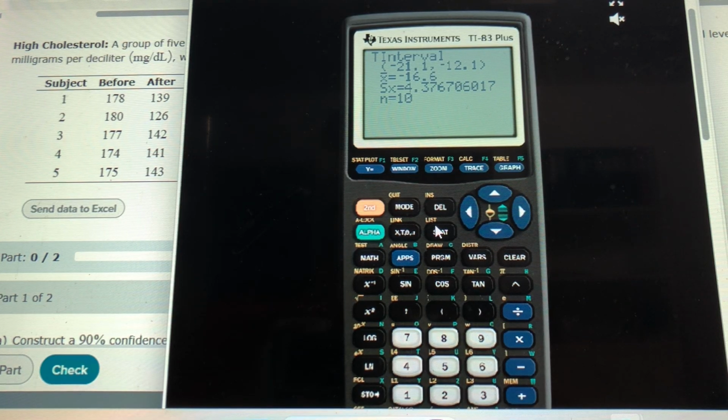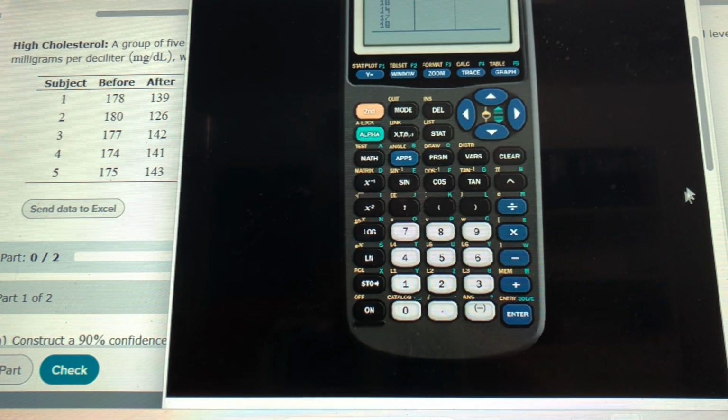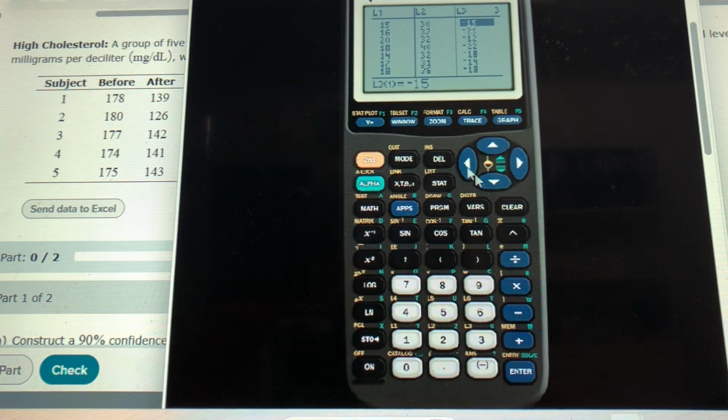Okay, so I'm going to go stat, enter. I'm only going to clear out list 1 and list 2. Clear, enter. Clear, enter. Okay, the befores go in L1: 178, 180, 177, 174, 175.